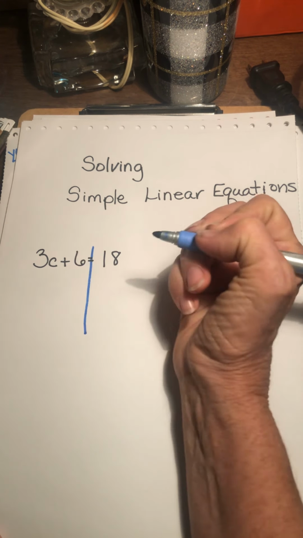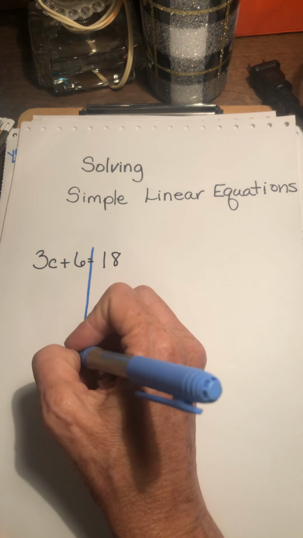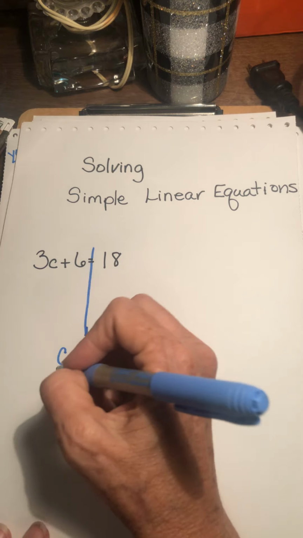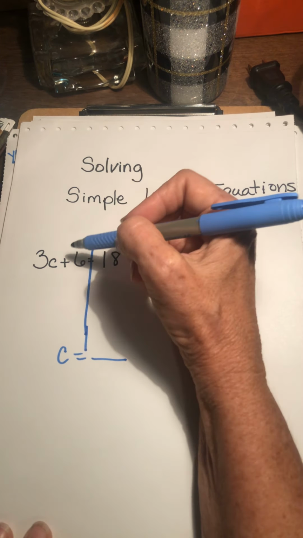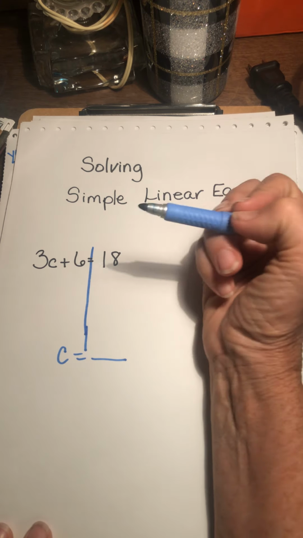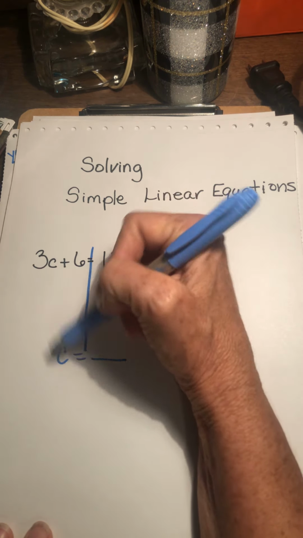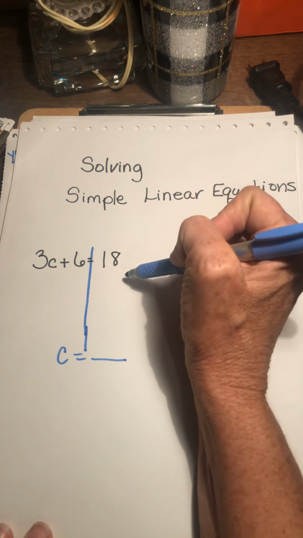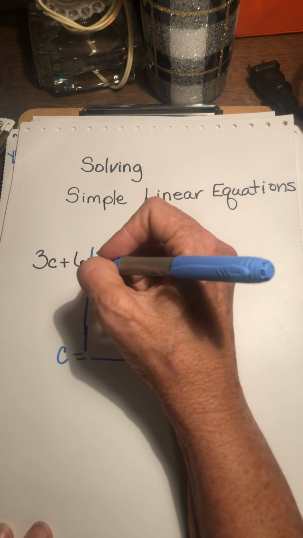So we're going to consider the equal sign a wall. My whole goal is to find out what C is equal to. So since I want to know what C is equal to, I need to get C alone. Right now, plus 6 and 3 are attached to the C on this side of the wall. So I need to get rid of the 3 and the 6 so I can solve. The first one I want to do is get rid of the 6.